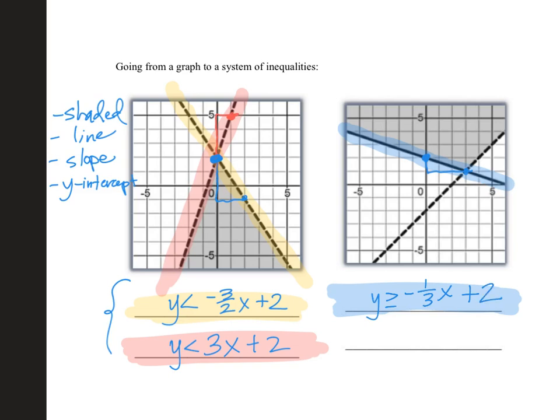Okay, now let's look at my other line. So I'm going to use green for this one. Okay, so we know that this line is dashed. It has a positive slope. We know that what is shaded is shaded above it. So we're going to have y is greater than, but that's it because it's dashed. Let's look at 2 points in order to figure out my slope.